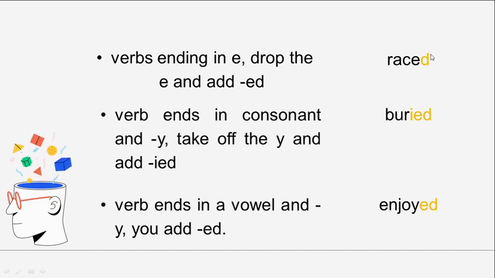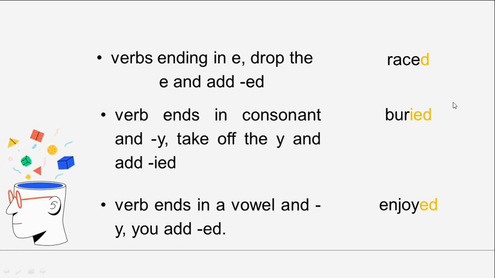So just put the letter D, or drop the letter E and then add ED. Next, if the verb ends in a consonant and Y, take off the Y and add IED. Same goes as our previous rule: if the verb ends with the letter Y but is preceded by a consonant letter, we need to change the Y to I and then add ED.